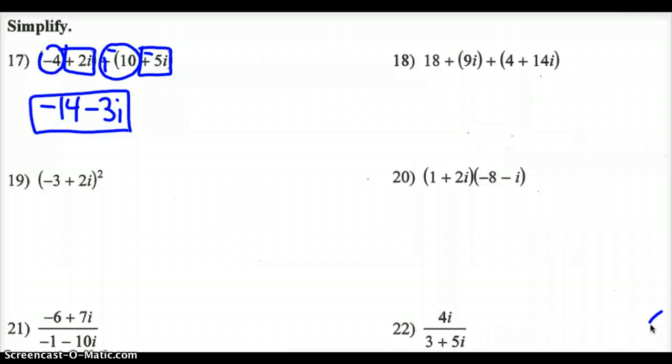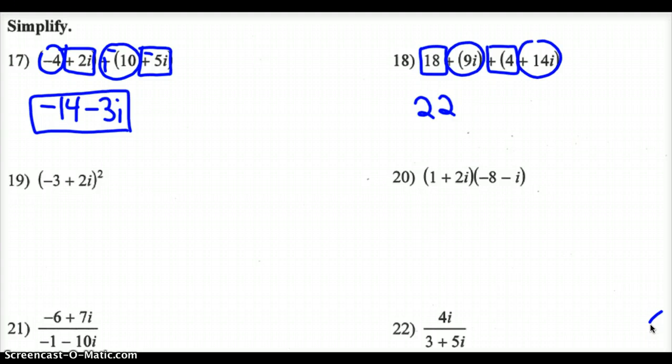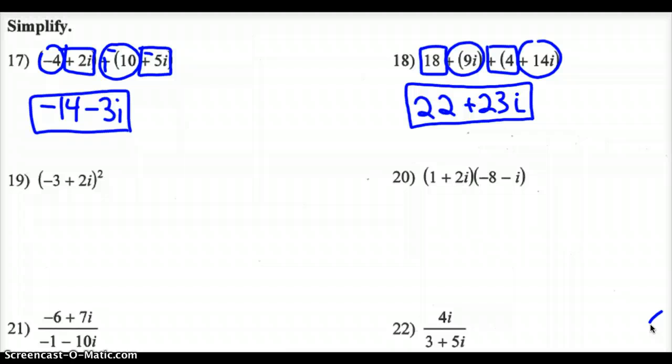This one, real part, 22, imaginary part, adds up to be 23, and that will be 23i. Again, when we give these answers, they need to be in a plus bi form.